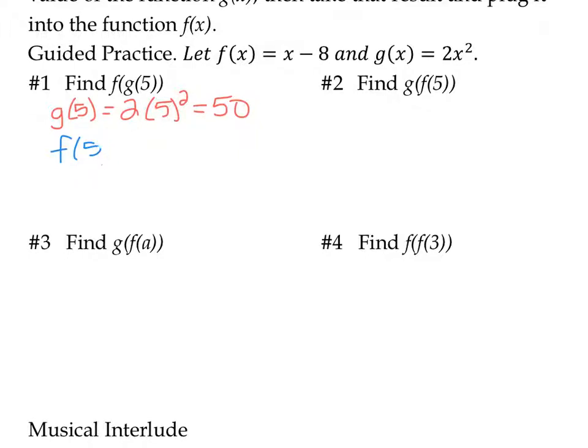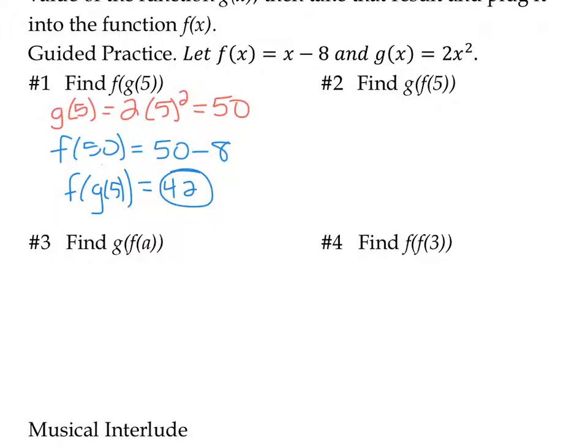Let's change that here. F of 50, and that's going to be 50 minus 8, because we're using these functions up here. So for f of 50, we're putting a 50 into the function, minus 8. That gives us a final value of 42. Okay? That's the value of f of g of 5, is 42. So you're going to find the inside function value and then plug it into the outside function.